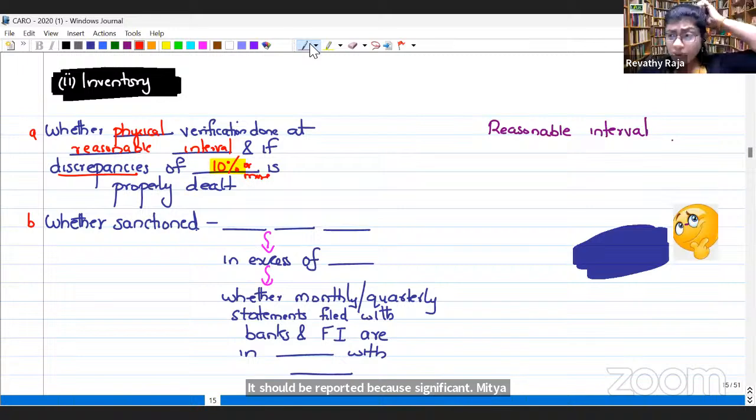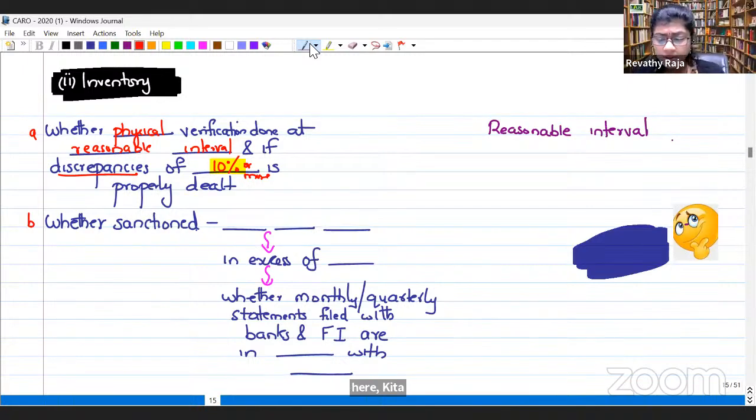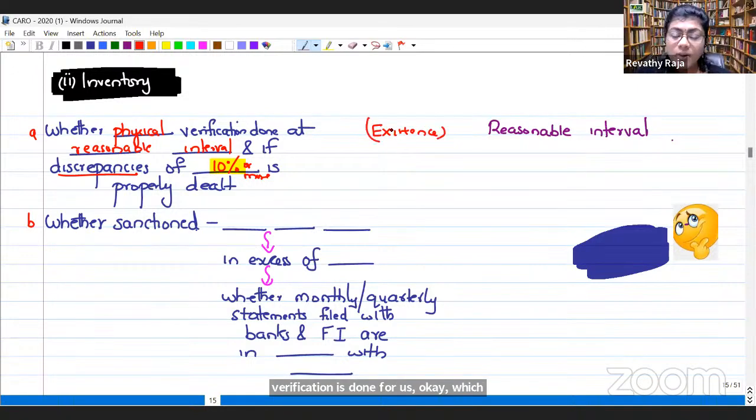Assertions. Why do you want to pull assertions here? You are just asserting. Physical verification is done for asserting. Which assertion? Existence.